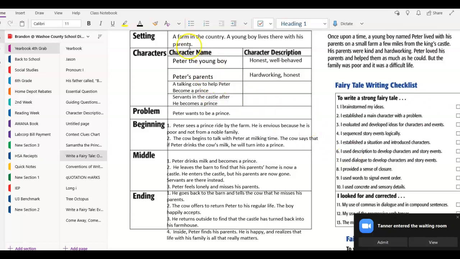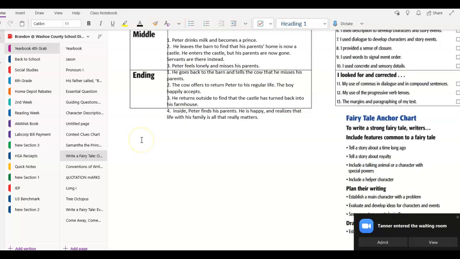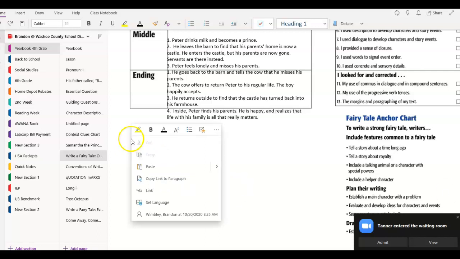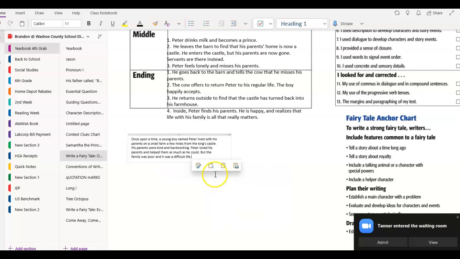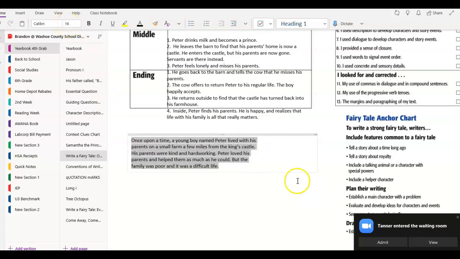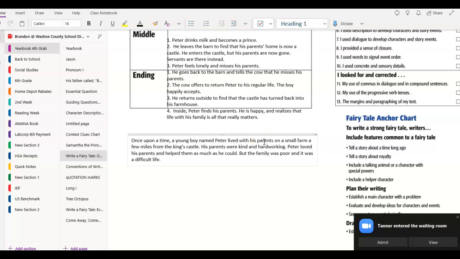So this was my planning guide from last week, and this is my example text that I have for us. So remember, all fairy tales start with the phrase, once upon a time. Or at least for our purpose, that's what they're all going to start with. So once upon a time, a young boy named Peter, and I copied a little weird, so I'm going to just fix that for us. And I guess I'll make it a little bigger as well.